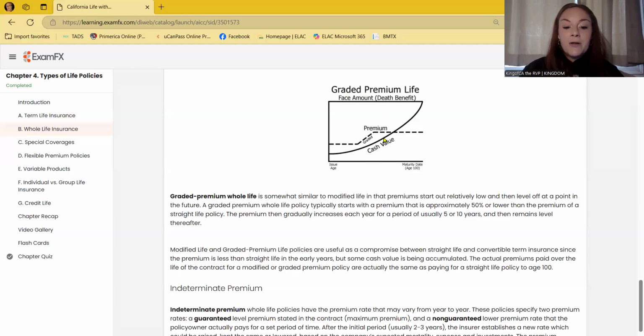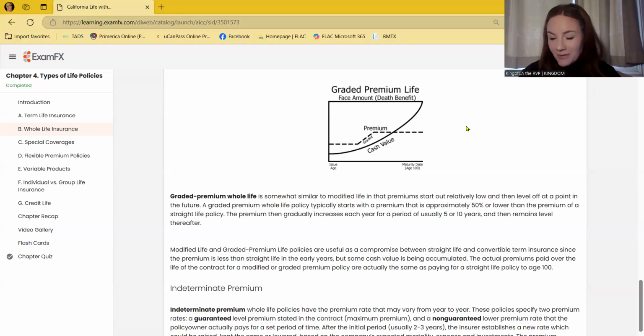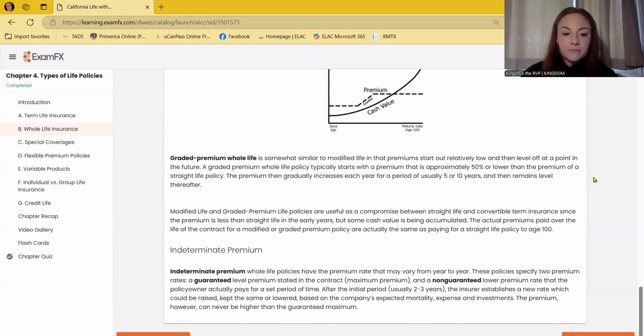Okay, so graded premium whole life typically starts with a premium that's approximately like 50% less than the regular premium that we're supposed to be paying, right? Then it gradually increases each year for a period of 5 to 10 years until it levels out into that higher premium. Okay, so just remember, lower premium, 5 to 10 years it'll raise, and then it'll level out for the rest of the policy, okay, for the duration of the policy.